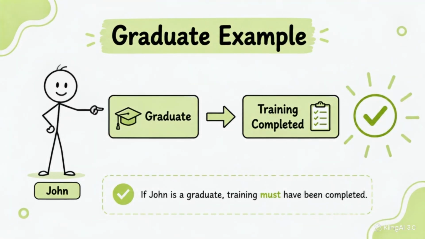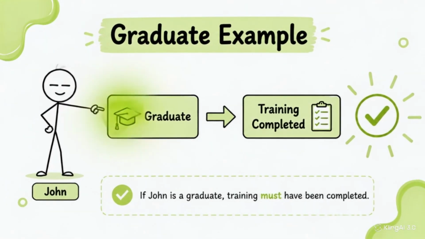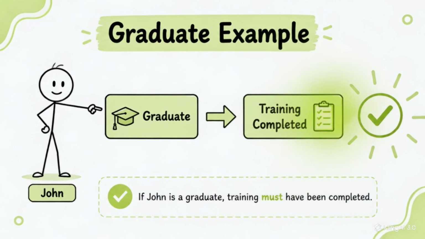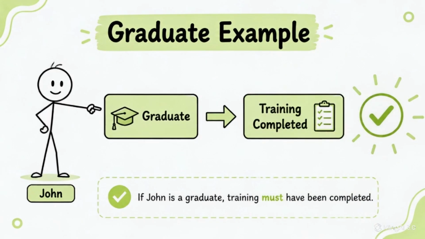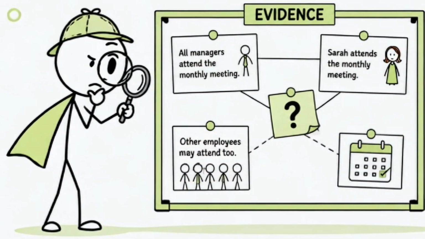For example, statement, every graduate completed training. Question, John is a graduate. Can we conclude John completed training? Yes, because if John is a graduate, the original statement guarantees it. The answer must be true. Always ask, does the evidence force this conclusion? If not, don't choose it.